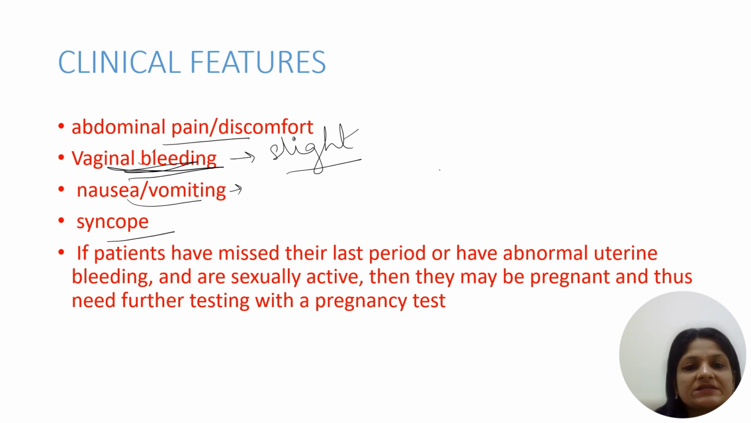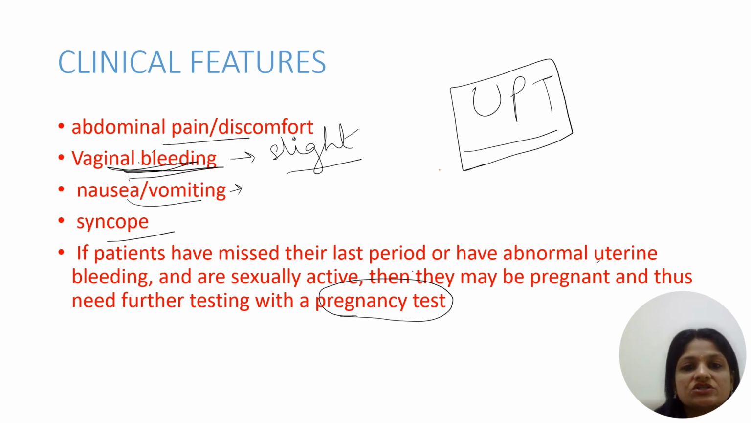So if patients have missed their last period or have abnormal uterine bleeding, and are sexually active, then they may be pregnant and thus need further testing with a pregnancy test. Any reproductive age group woman coming to you with missed periods or irregular bleeding PV, you must check her UPT.